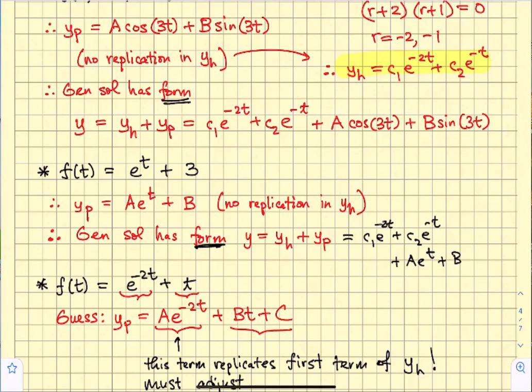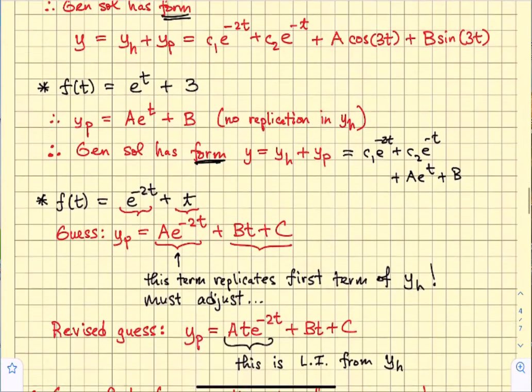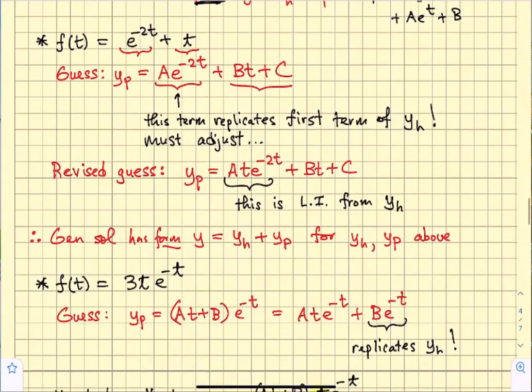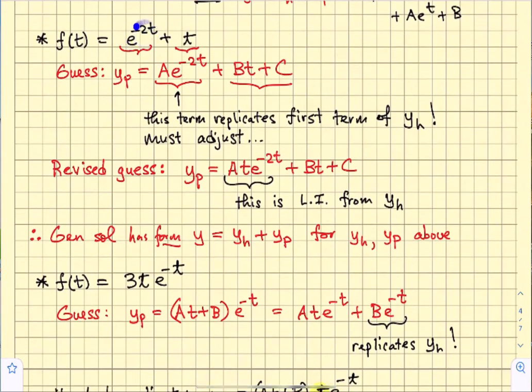We're just concentrating on the form right now. What if our f of t looked like e to the minus 2t plus t? Well, based on the superposition principle again, because this is an additive combination of functions, I should just guess a e to the minus 2t here. I should guess a general first-degree polynomial function. It's very common for students to only guess bt here, but you have to guess bt plus c.